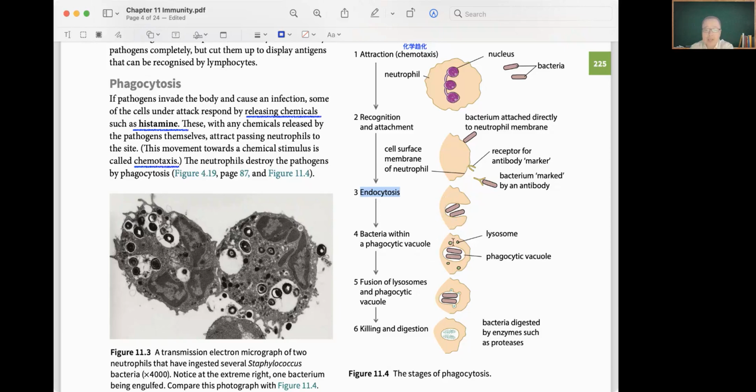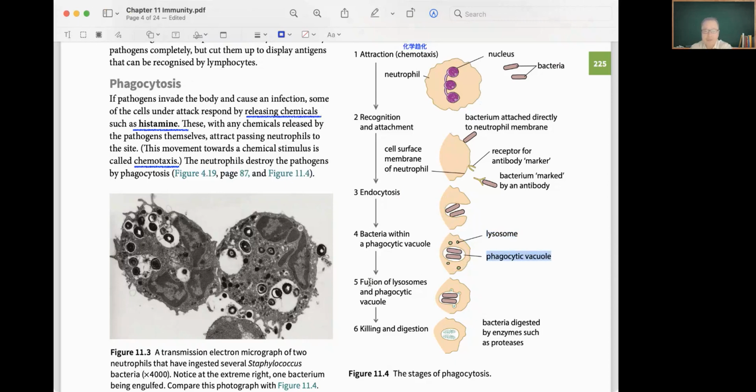And then, as we know, what's the function of the lysosome? The function of lysosome is to break down the foreign pathogen, bacteria. So lysosome will break down or hydrolyze the bacteria, and in the fourth stage, the neutrophil as well as the phagocyte will form the phagocytic vacuole. So the bacteria, the foreign pathogen, will be surrounded by the vacuole.